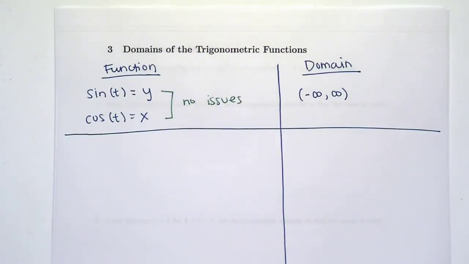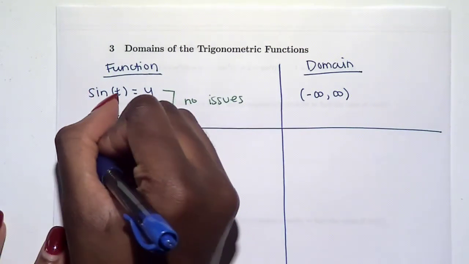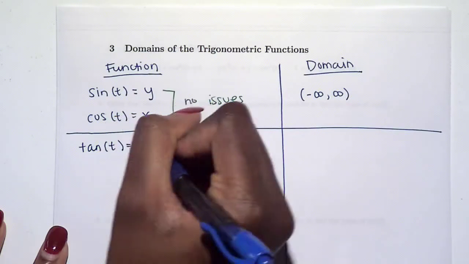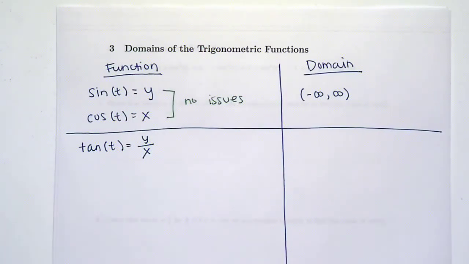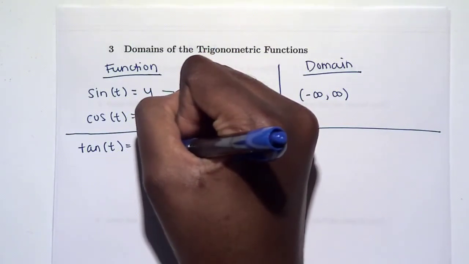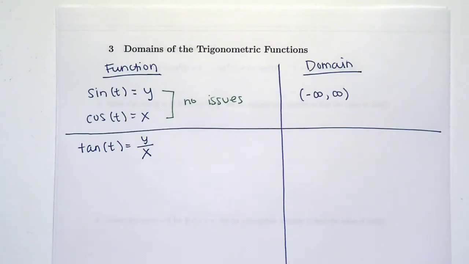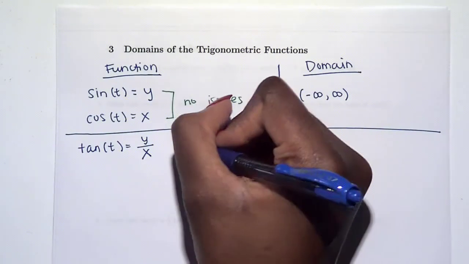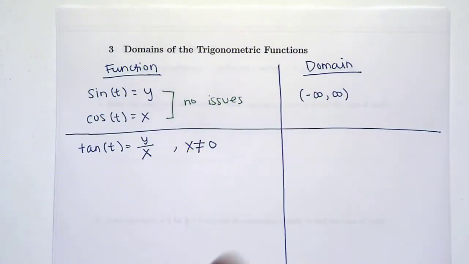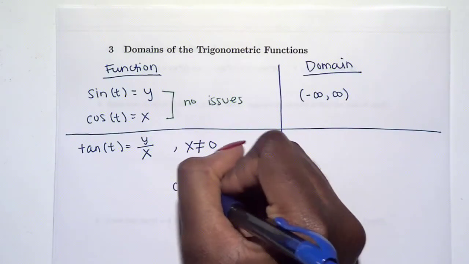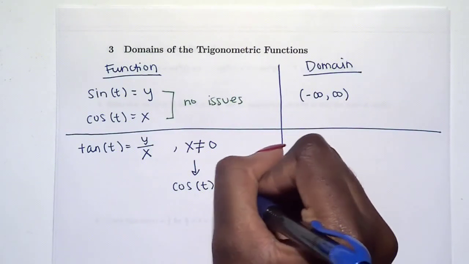Okay, now let's talk about tangent. It's a little different. So tangent of t, as we know, is y over x. What do we notice here? We have a fraction. So that means there could be some issues here if the denominator of this fraction is 0. So we want to make sure that x is not 0. But question, when we're working on a unit circle, what is x? x is actually cosine. So this means that cosine of t cannot be 0.